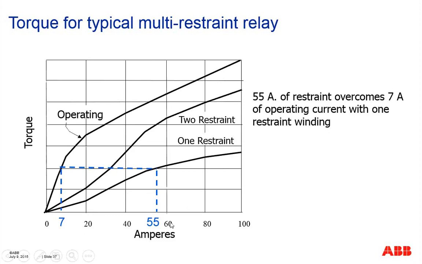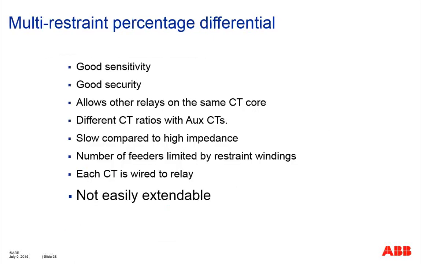You can see here, as an example, if you have 50 amp of restraint, you need about 7 amp of operating current with one restraint winding. If you have two restraint windings, you obviously need even more operating current to operate. That makes it more secure.